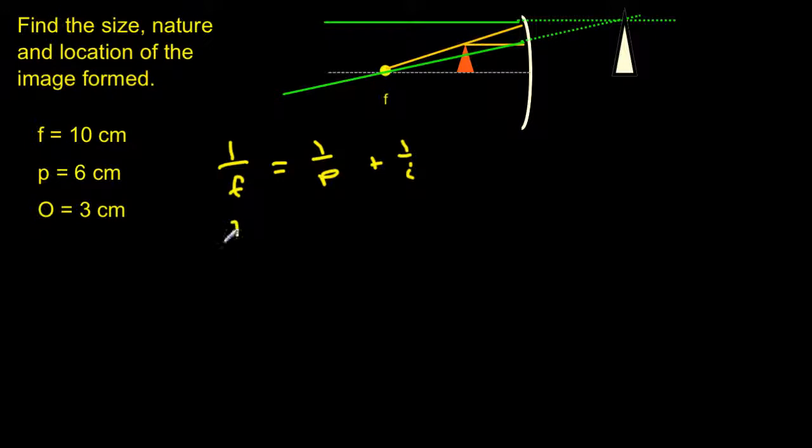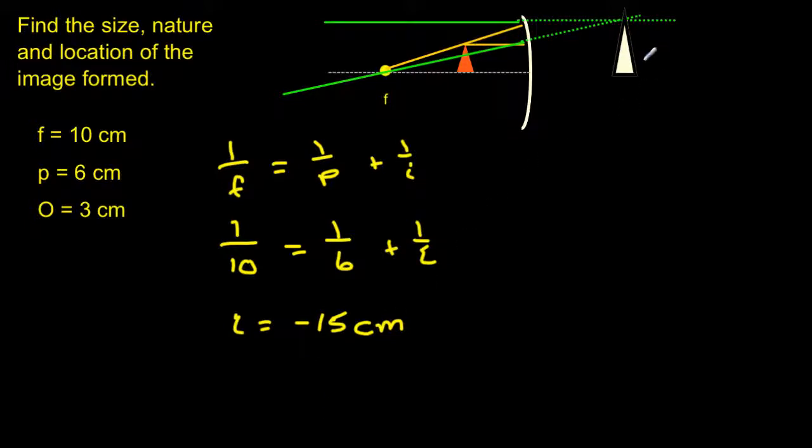So we have 1 over 10 equals 1 over 6 plus 1 over i. And we have to solve that for i. And if we do that, we will get i equals minus 15 centimeters. The negative tells me that it's imaginary, which we already knew, and that it's 15 centimeters behind the mirror. So there's our location, and our nature.